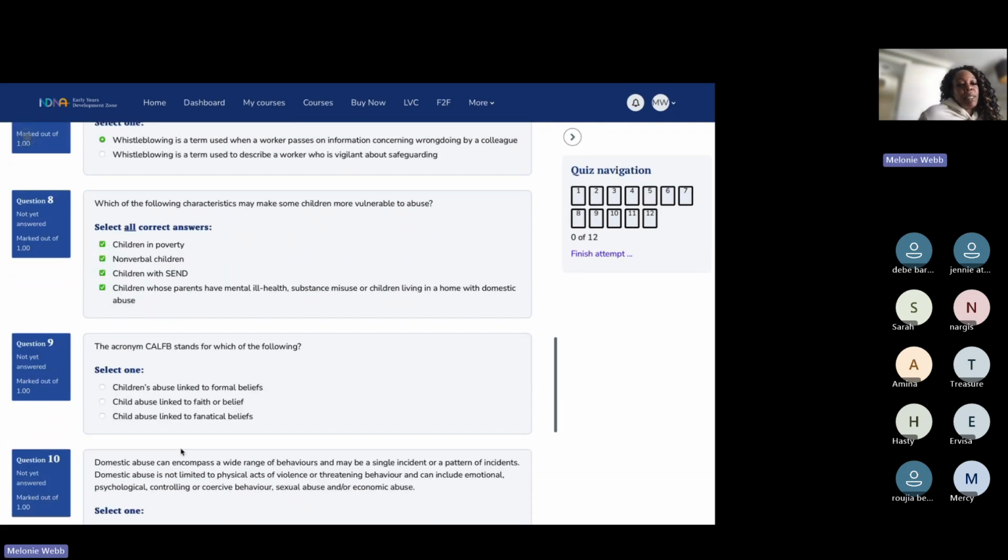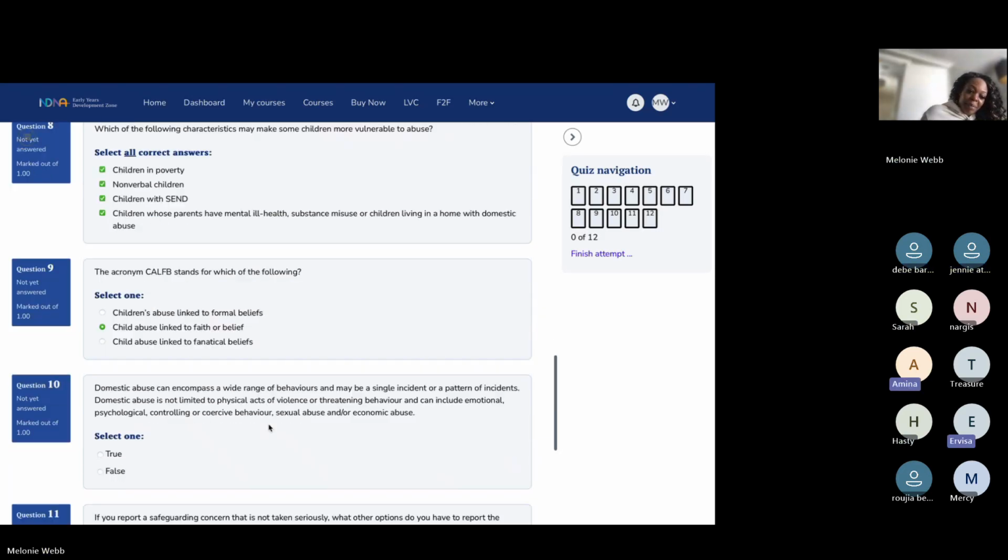The acronym CALFIBD stands for which of the following? Children's abuse linked to formal beliefs, child abuse linked to faith or belief, child abuse linked to fanatical beliefs. So two. What is the second one? Number two.